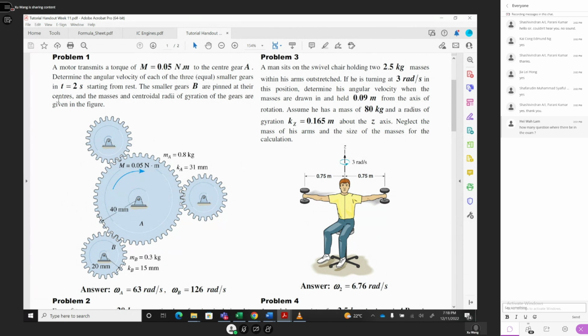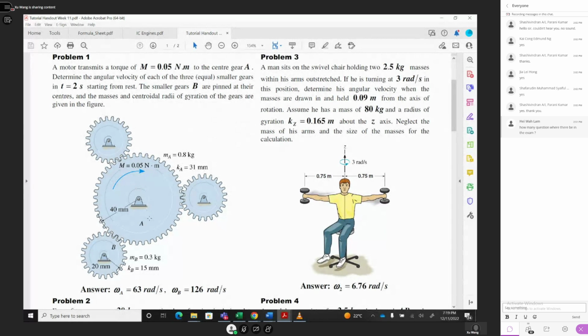This is in 2 seconds starting from rest, and the smaller gears are pinned at their centers. The mass and the radius of gyration of the gears are given in the figure. This is m and the radius of gyration for the larger gear, and this is m for the radius of gyration for the small gears. The three small gears are identical. So how can you solve this problem? This problem is simple. You get M, the driving moment, minus 3 resistant moments, equal to I omega.